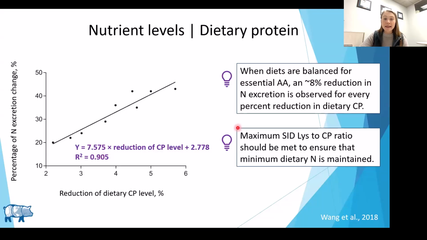However, we do have to note, and some of the research we've been focusing on is we also have to be conscious of that SID lysine to crude protein ratio. So we do want to reduce crude protein so we're not excreting nitrogen, but if we take it too far, we might actually reduce the ability of that pig to develop muscle, and then we're getting an inefficiency in a different direction.